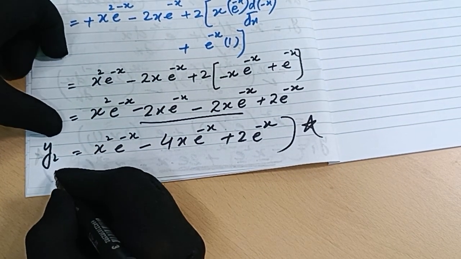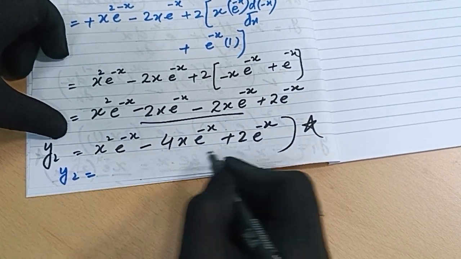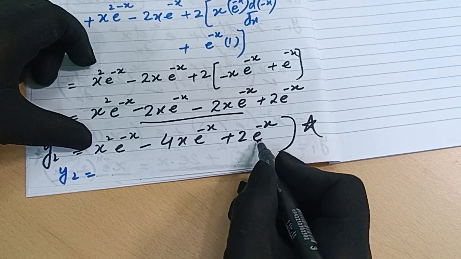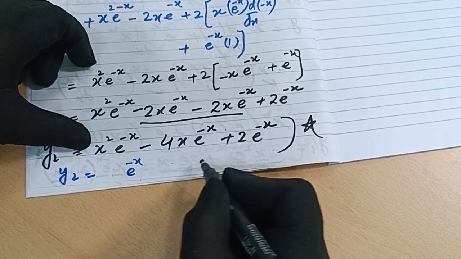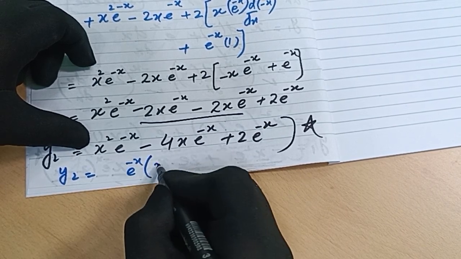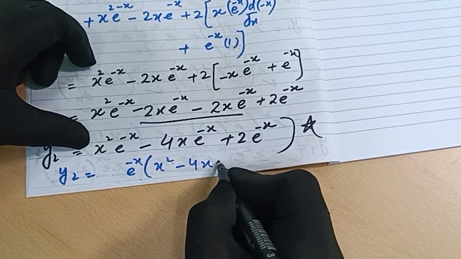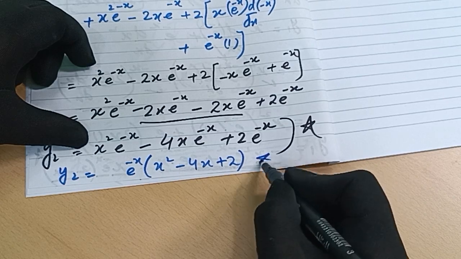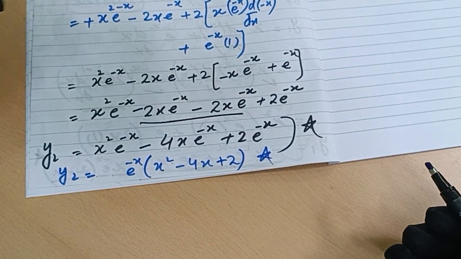Or if you want to write it in a more proper form, you can take the factors also, like e power minus x is common in all, and nothing else, only this one is common. Here left x square, here left minus 4x, and here left plus 2. So this also could be your final answer for the second derivative.